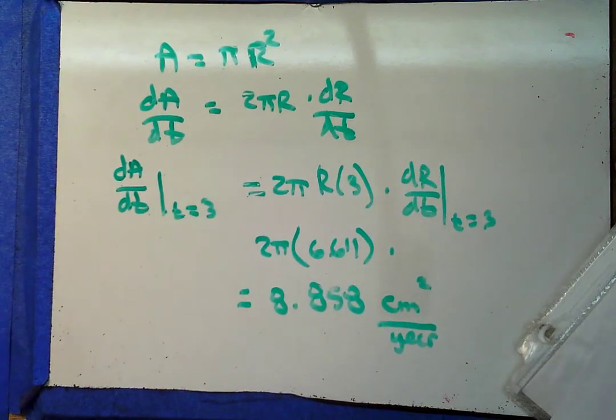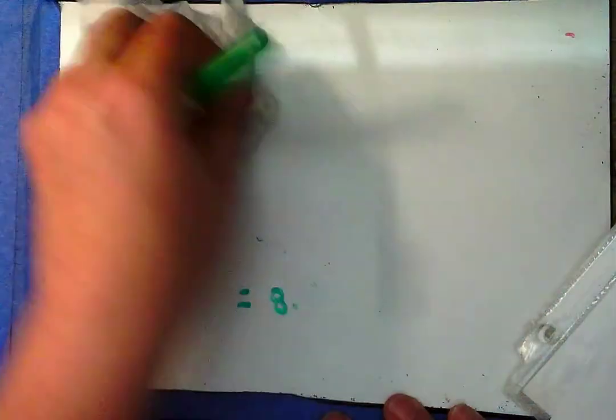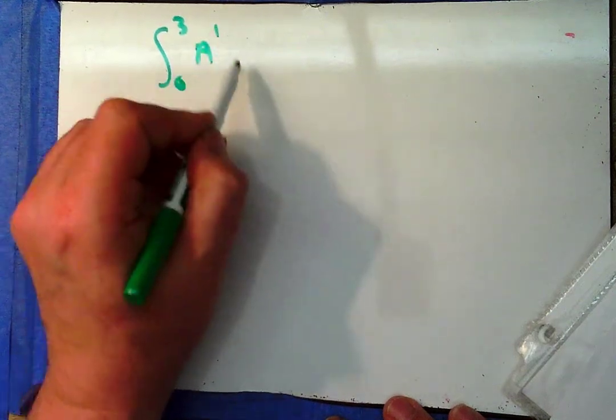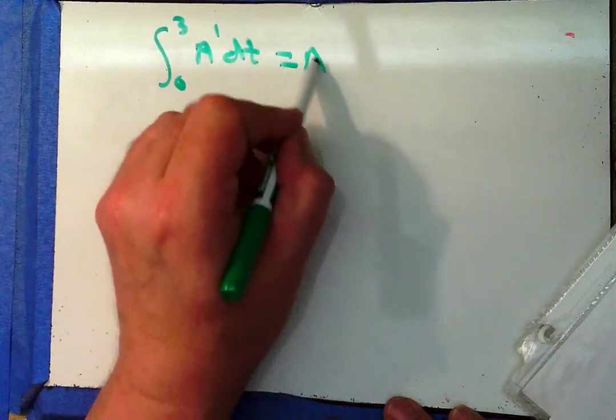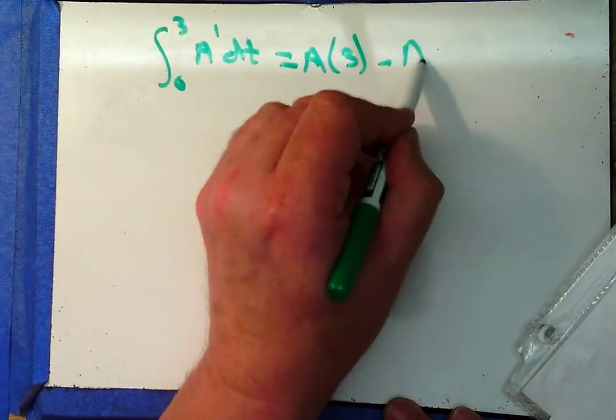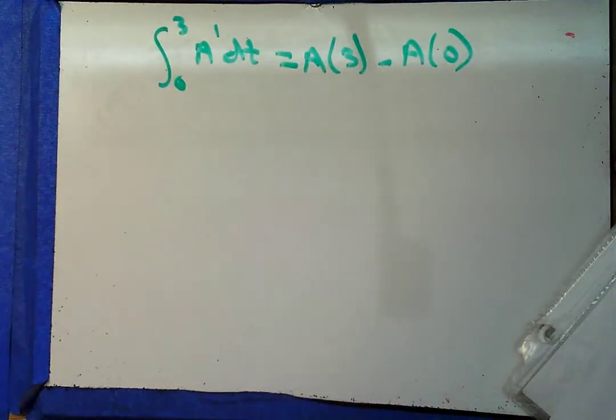Okay, what's next? Part C. Part C says evaluate the integral from 0 to 3 of A prime. Well, the Fundamental Theorem tells me that if I do the integral from 0 to 3 of A prime dt, that's the same as A of 3 minus A of 0. Okay, so what's the cross-sectional area at time equal to 0?